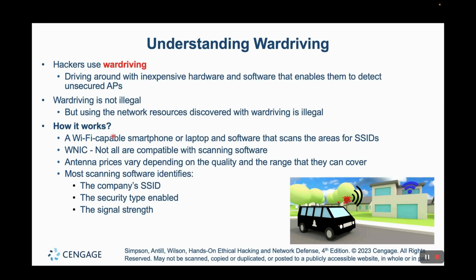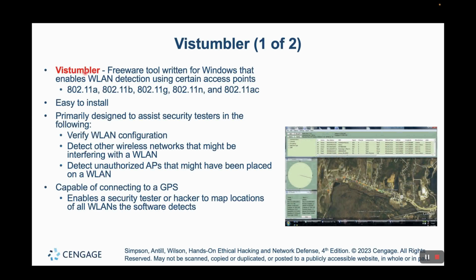Now, how it works, very simple. You need a Wi-Fi capable laptop with software that scans the area. You need a wireless network card, and keep in mind that not all of them are compatible with the scanning software you want to use. So make sure that it works with the scanning software. Now, antenna prices vary depending on the quality and the range. And most of these software, basically, could pick up the SSID, even if it's hidden, the security type in use, and the signal strength. Now, a very good example is Vistumbler.